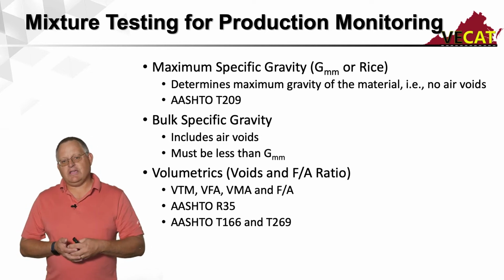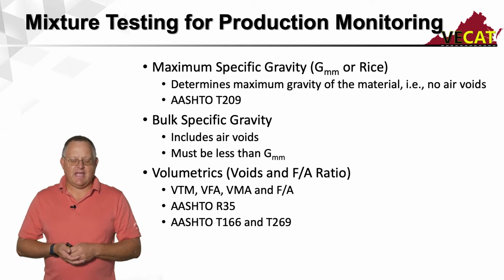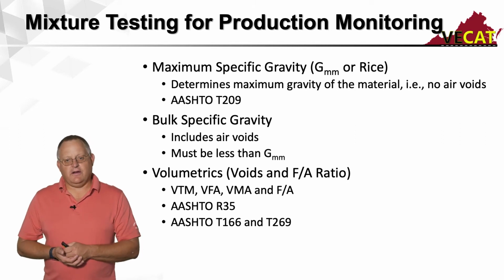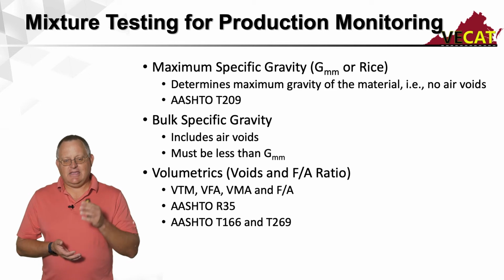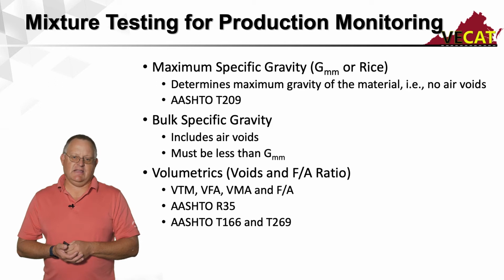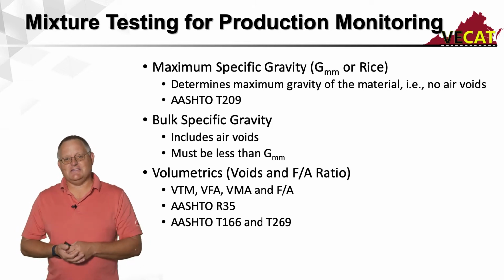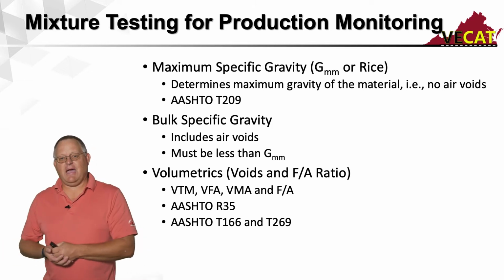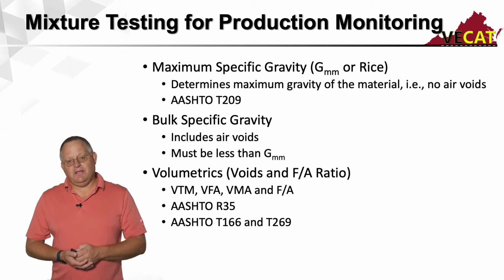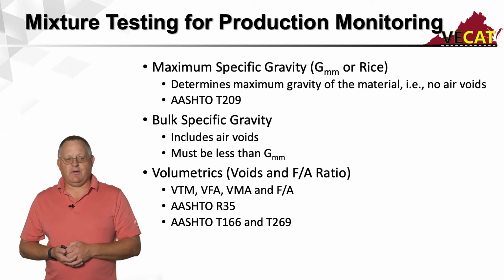So what we're looking at is what's the bulk specific gravity, how much air is in it, what's the maximum specific gravity, and just doing some math, we can tell what the actual air voids are. Now keep in mind, the bulk specific gravity always has to be less than the maximum specific gravity because air doesn't have any weight to it. So if you go through the process and your bulk gravity is heavier than your maximum or your RICE, something's wrong. You're also determining volumetrics such as voids and your FA ratio.